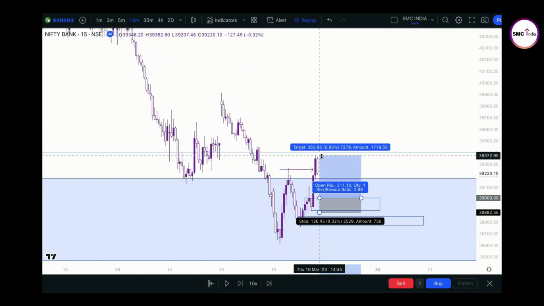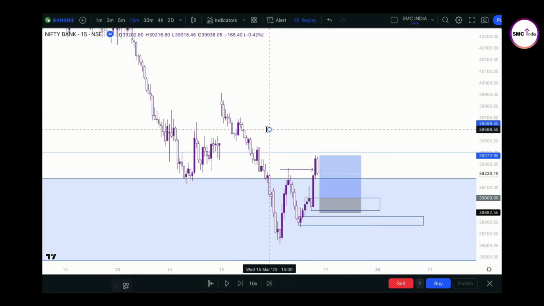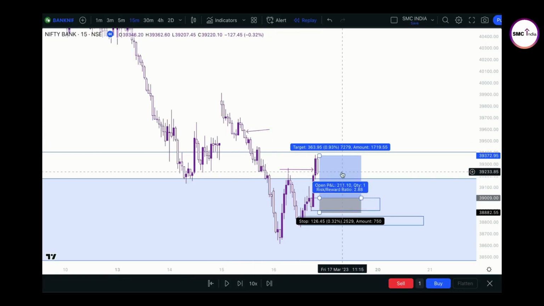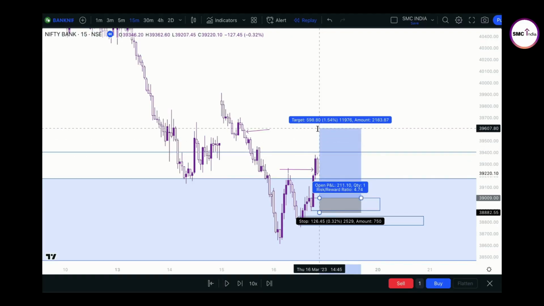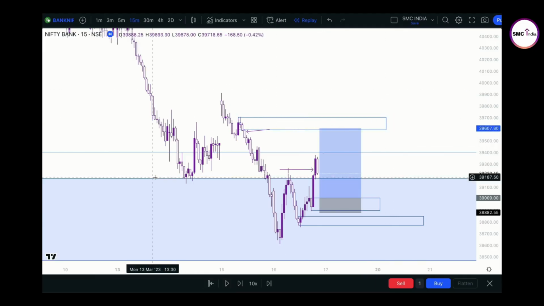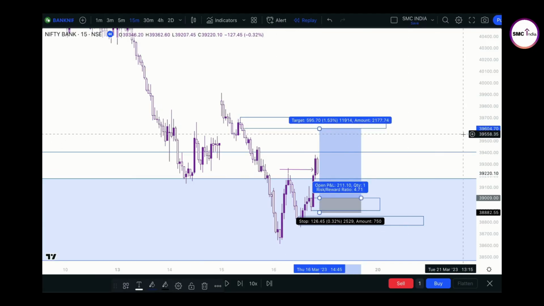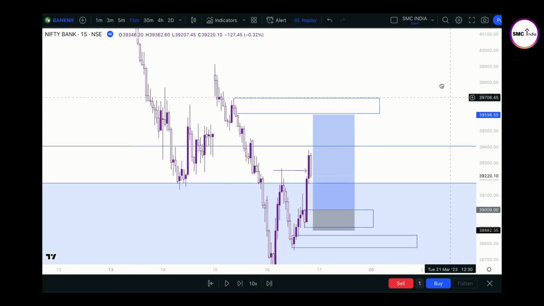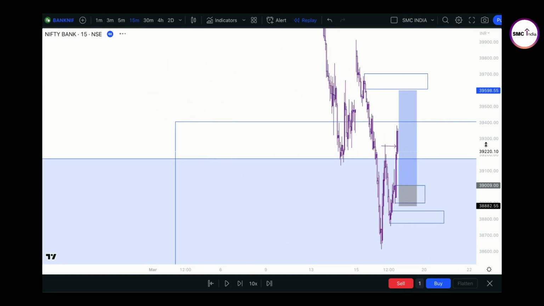And for intraday, if you're not going to hold it for too long, you could see that there are areas of imbalances here. So you could target these areas. So you move your tick. So you see a valid supply zone here. There is imbalance down here. So I'm going to target this zone, targeting up to 39,000, slightly below this 39,600 level.